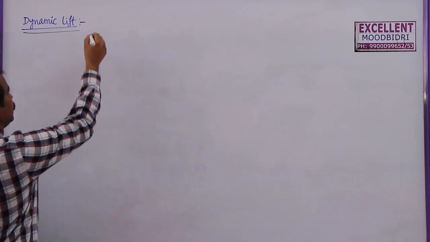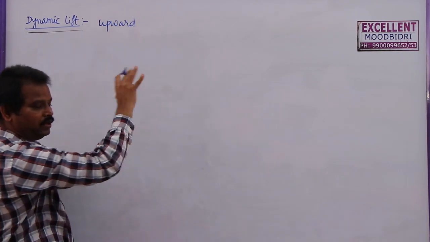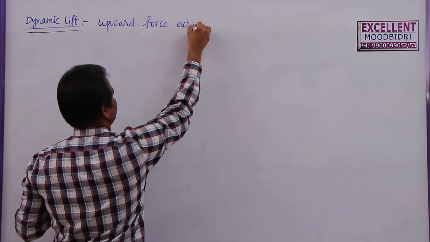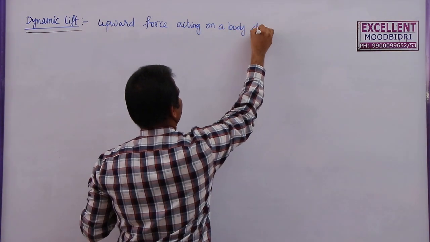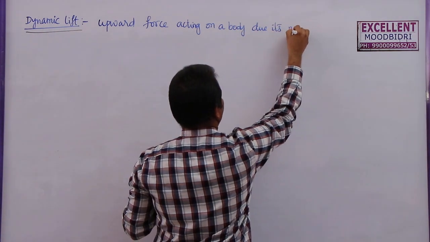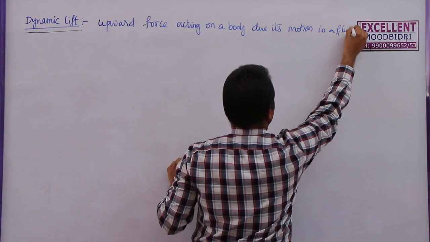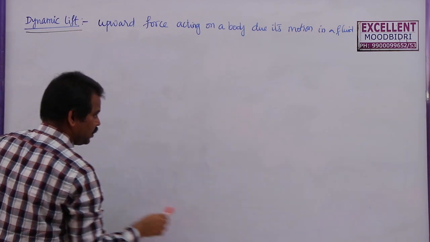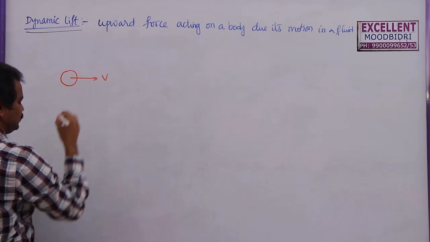Dynamic lift: the upward force acting on a body due to its motion in a fluid. So the upward force acting on a body due to its motion in a fluid is known as dynamic lift. Here, for example, let me take a ball which is moving horizontally with a velocity v.